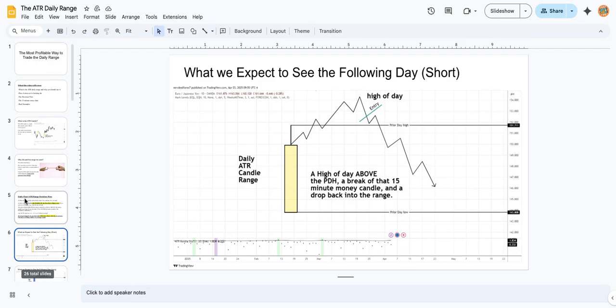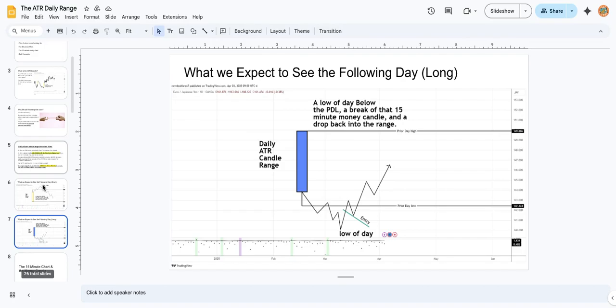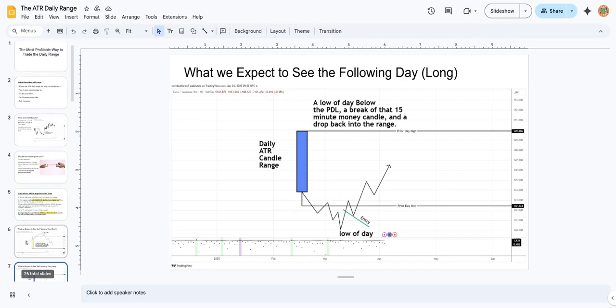All right, so what about a long example? It's the same thing, just in reverse. I put a blue example here. Price dips below, money candle below the low of the prior day. Then it breaks above it. That's when we're safe to enter, and we expect price to just go back inside the range, okay, on the 15-minute chart.